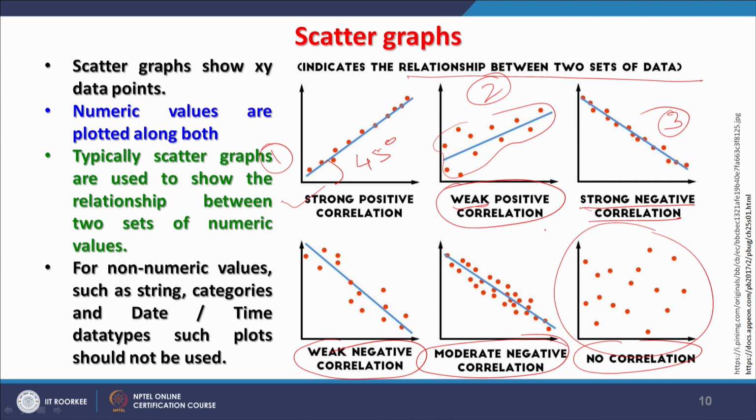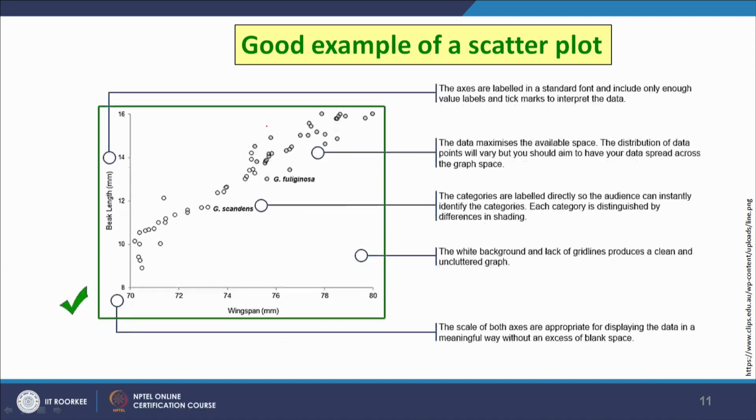For example, if we are having non-numeric values such as string, categories or date, time, etc. type, then scatter plots should not be used at all. So, these are mainly used for numeric values. A good example of a scatter plot we have already seen in just 2-3 slides before, and the scatter plot should be like this: the labels, units, and one more thing which one can add as per the requirements, the best fit line and the equation also.